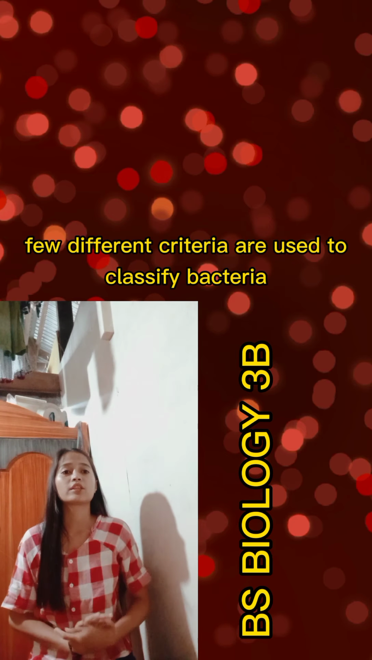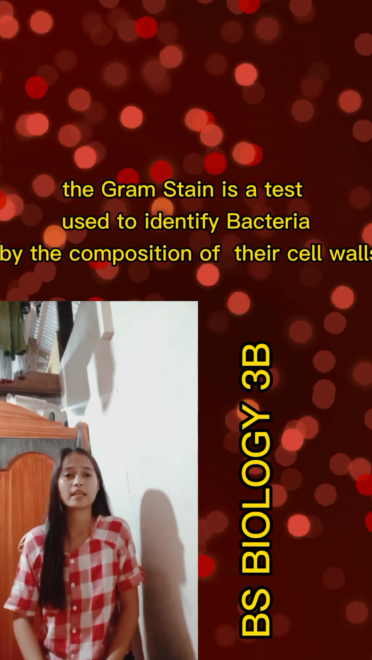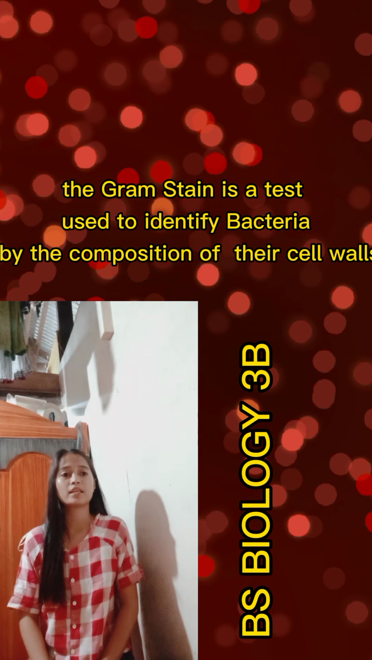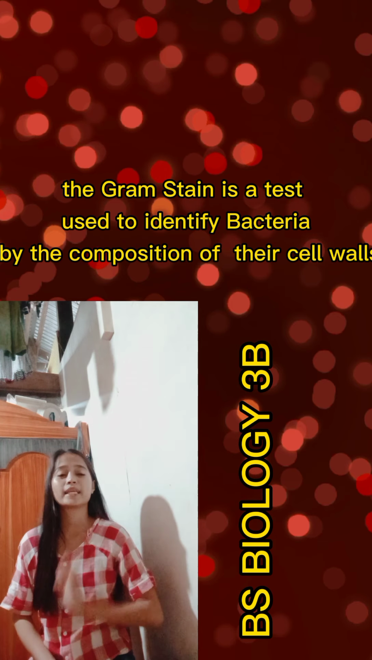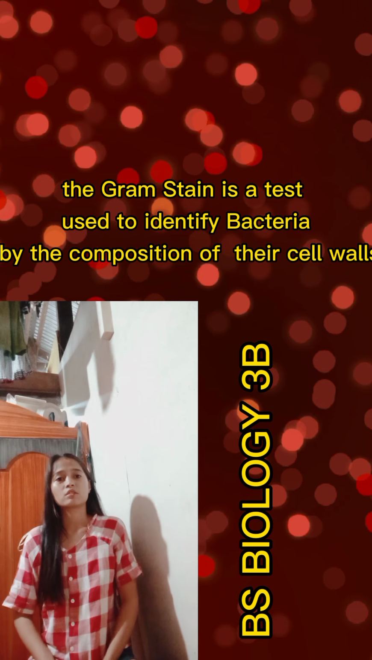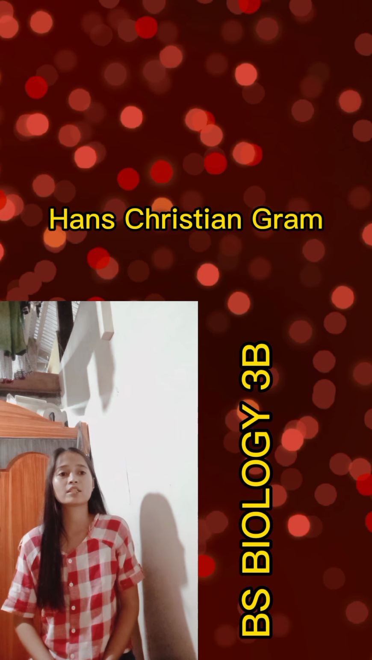Their classification: a few different criteria are used to classify bacteria. The organisms can be distinguished by the nature of their cell walls, by their shape, or by differences in their genetic makeup. The Gram stain is a test used to identify bacteria by the composition of their cell walls. It is named for Hans Christian Gram, who developed the technique in 1884.